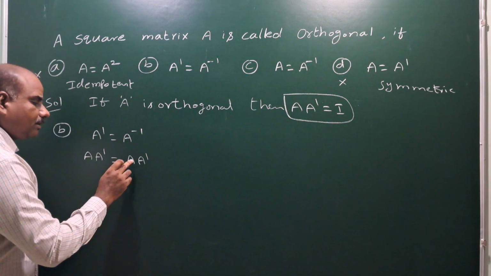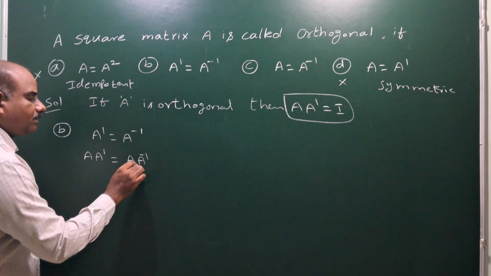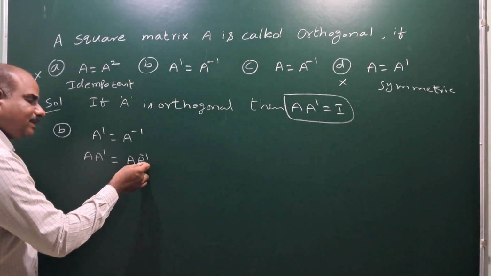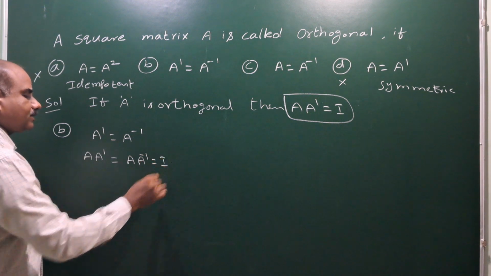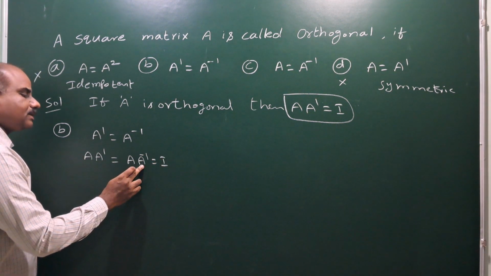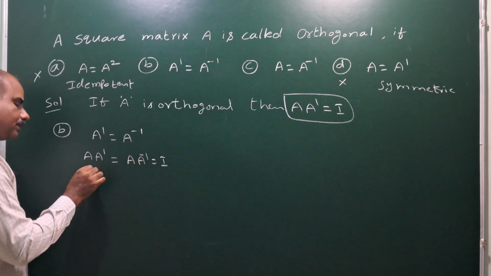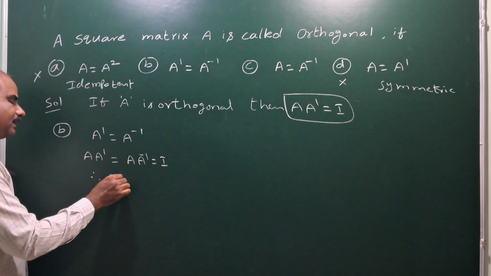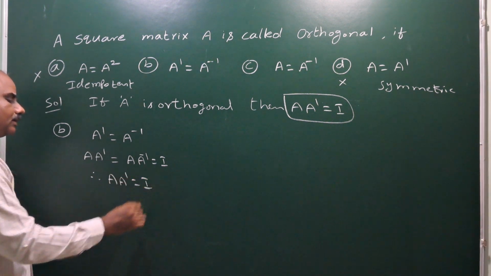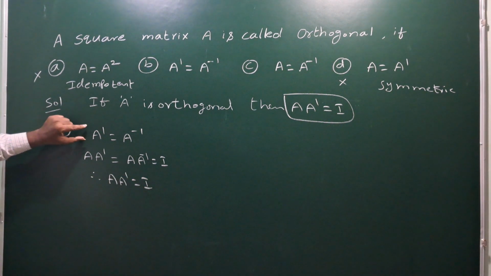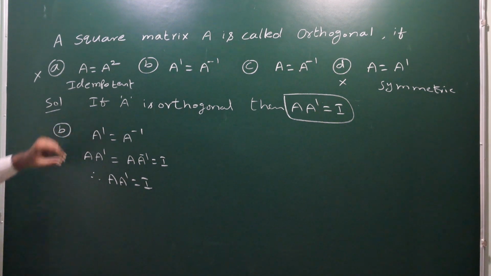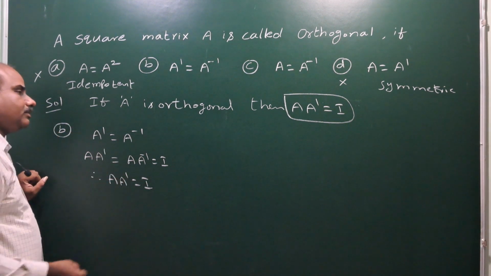We know that if a matrix is multiplied with its inverse, then we get identity matrix. A into A inverse is always equal to I. Therefore, in this condition, we get A dash A is equal to I. That means this condition holds for orthogonal matrix. So in this case, A is said to be orthogonal.